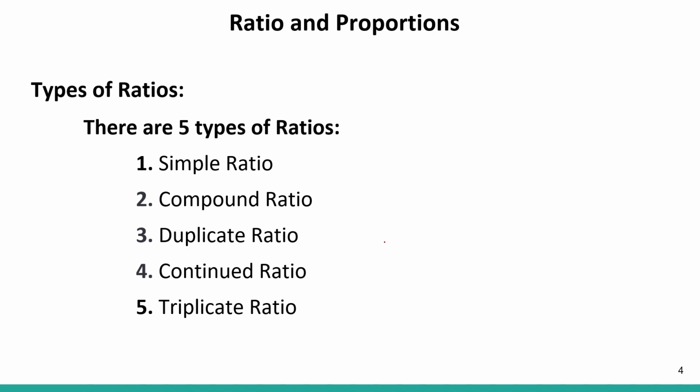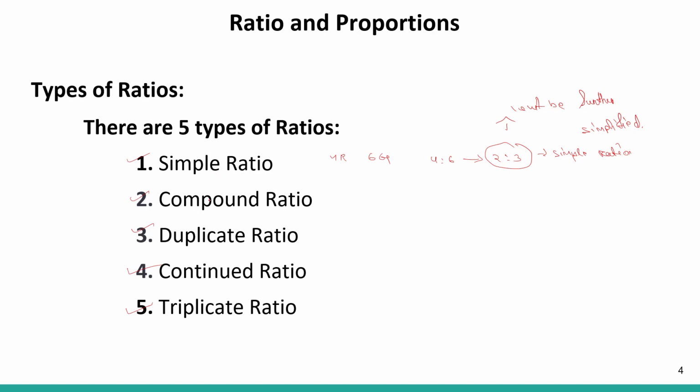Let's see the types of ratios. There are 5 types of ratios: simple ratio, compound ratio, duplicate ratio, continued ratio, and triplicate ratio. Simple ratio is nothing but a given ratio. Let's say you have 4 red balls and 6 green balls, so their ratio will be 4:6, and after simplification it becomes 2:3. This is called a simple ratio that can't be further simplified.